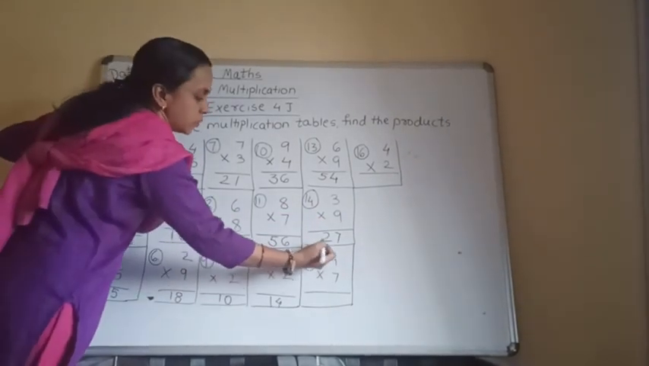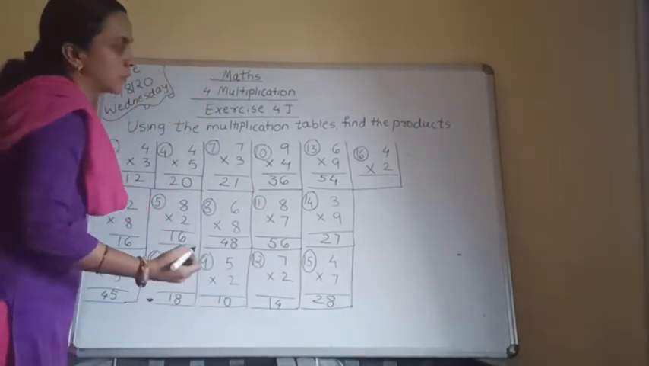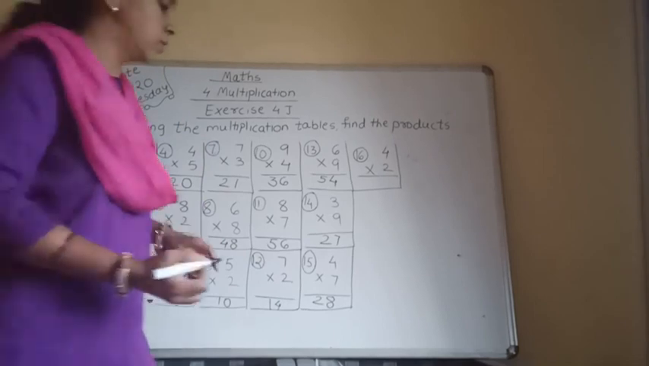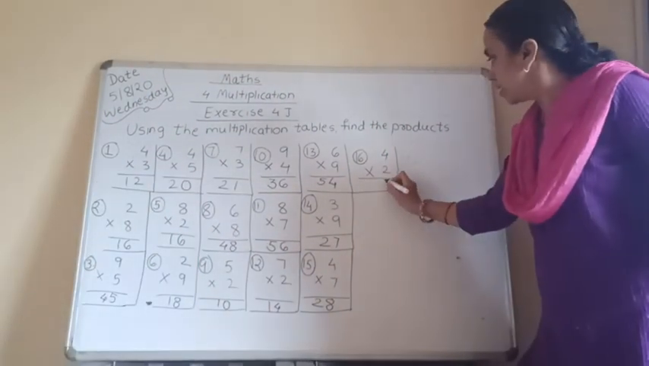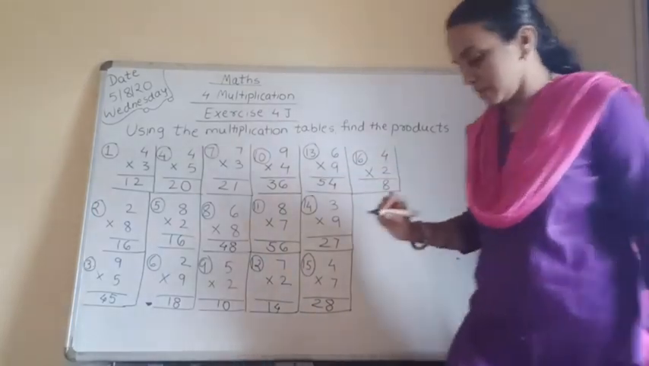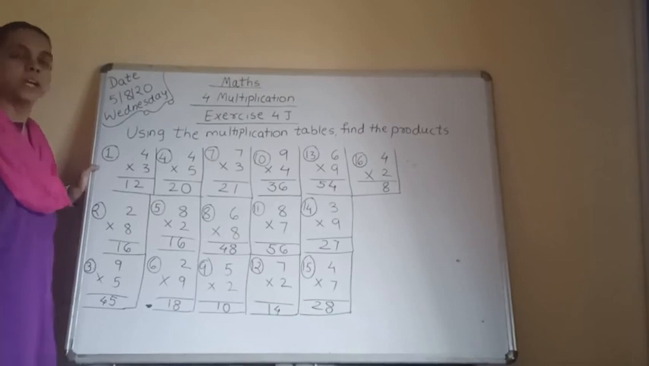15 question. 4 7s are 28. Now see last question. 4 2s are 8. So write down 8. So in this way complete your examples.